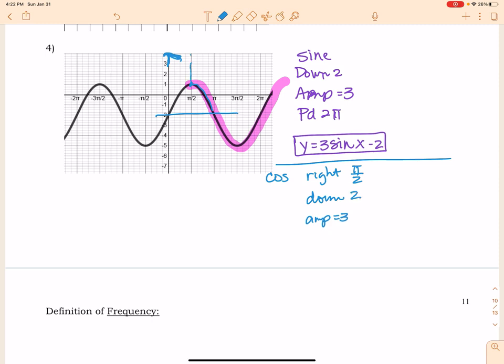All right, so what would this look like if it were cosine? 3 cosine of x minus pi over 2, right, pi over 2, and then down 2. See, not horrible at all.